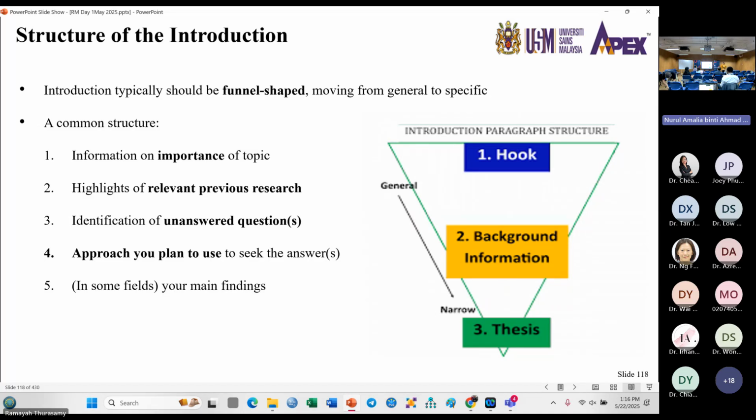Usually, if you want to do a study, you have to start from a problem, and it is also a problem all over the place. So you start with the problem first, then you narrow down to the context of the study. Okay? And then finally, this is what you want to achieve. That's where the funnel shape comes from.